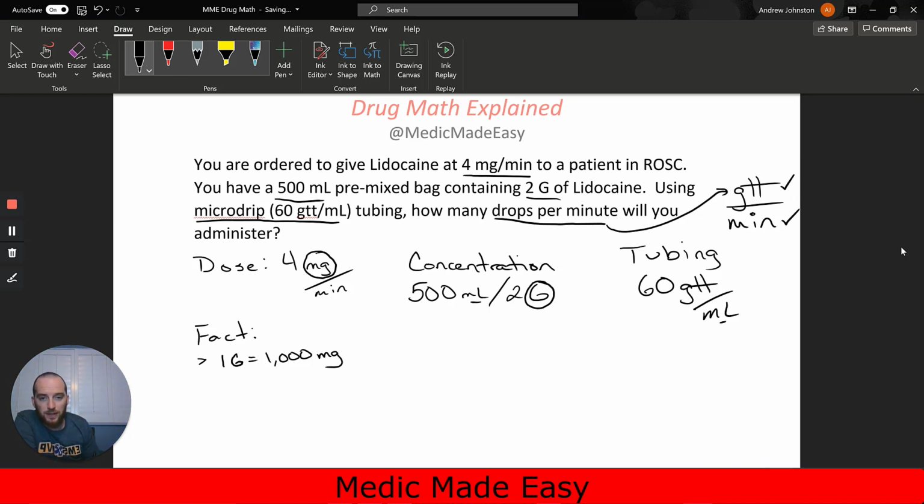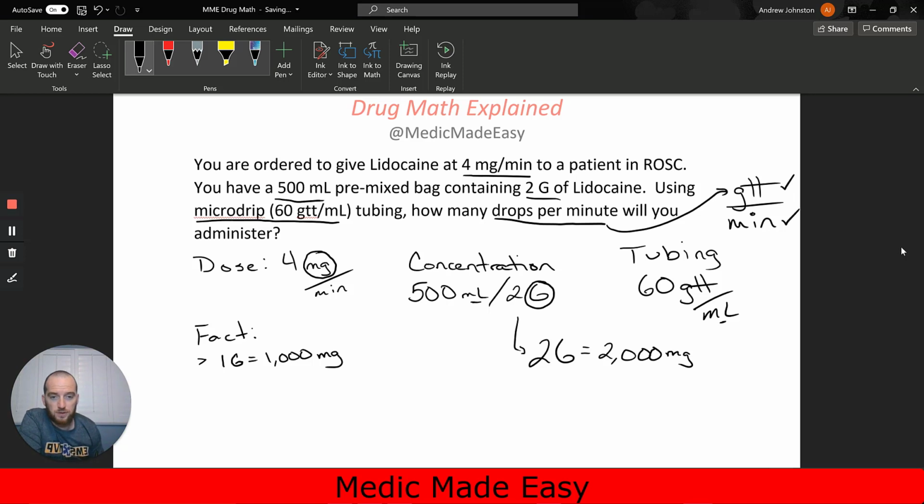So what I like to do is first make sure our units are all together. So 2 grams, we got to get it to milligrams. We could just look at it, and mathematically it's probably going to make obvious sense to a lot of people. If 1 gram equals 1,000 milligrams, then 2 grams is going to equal 2,000 milligrams.